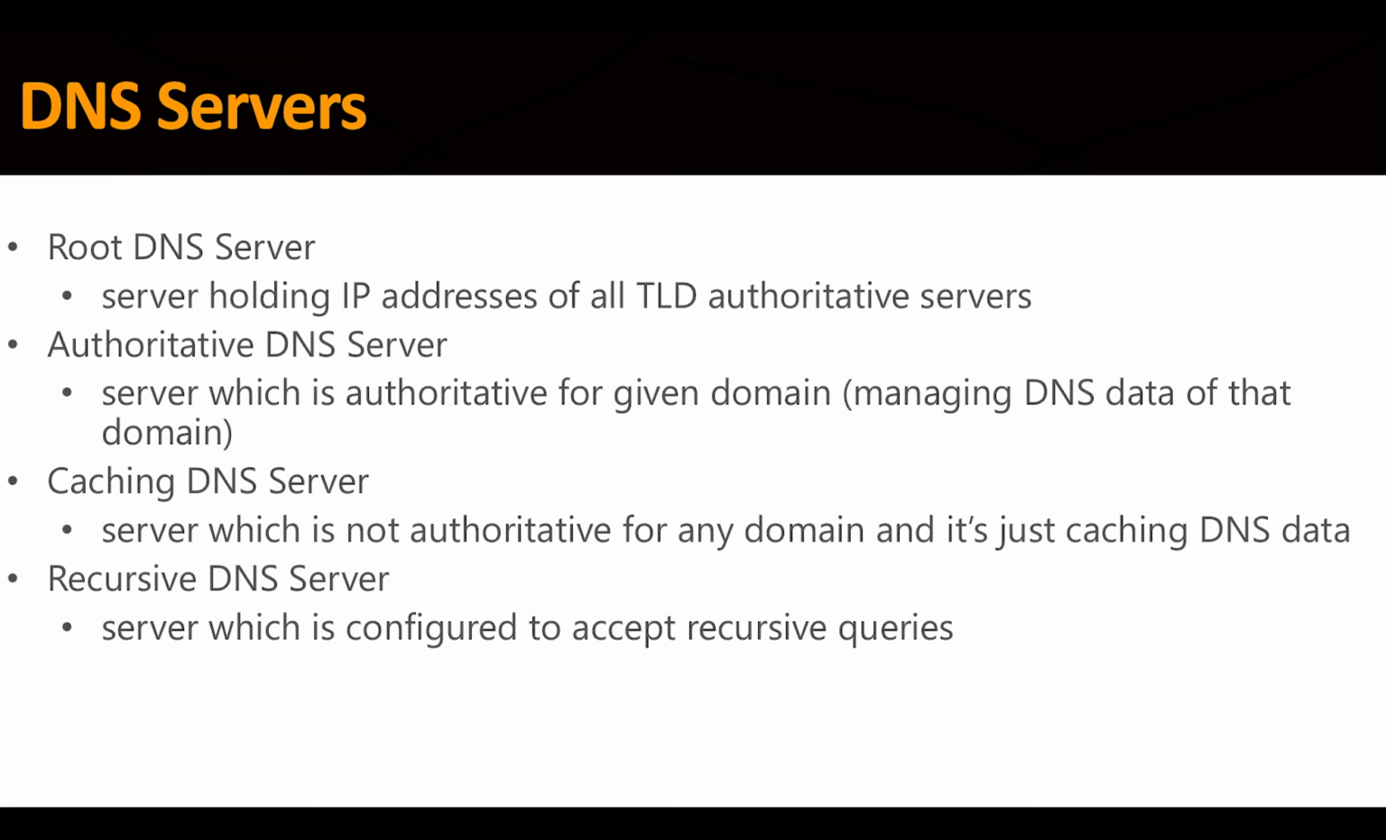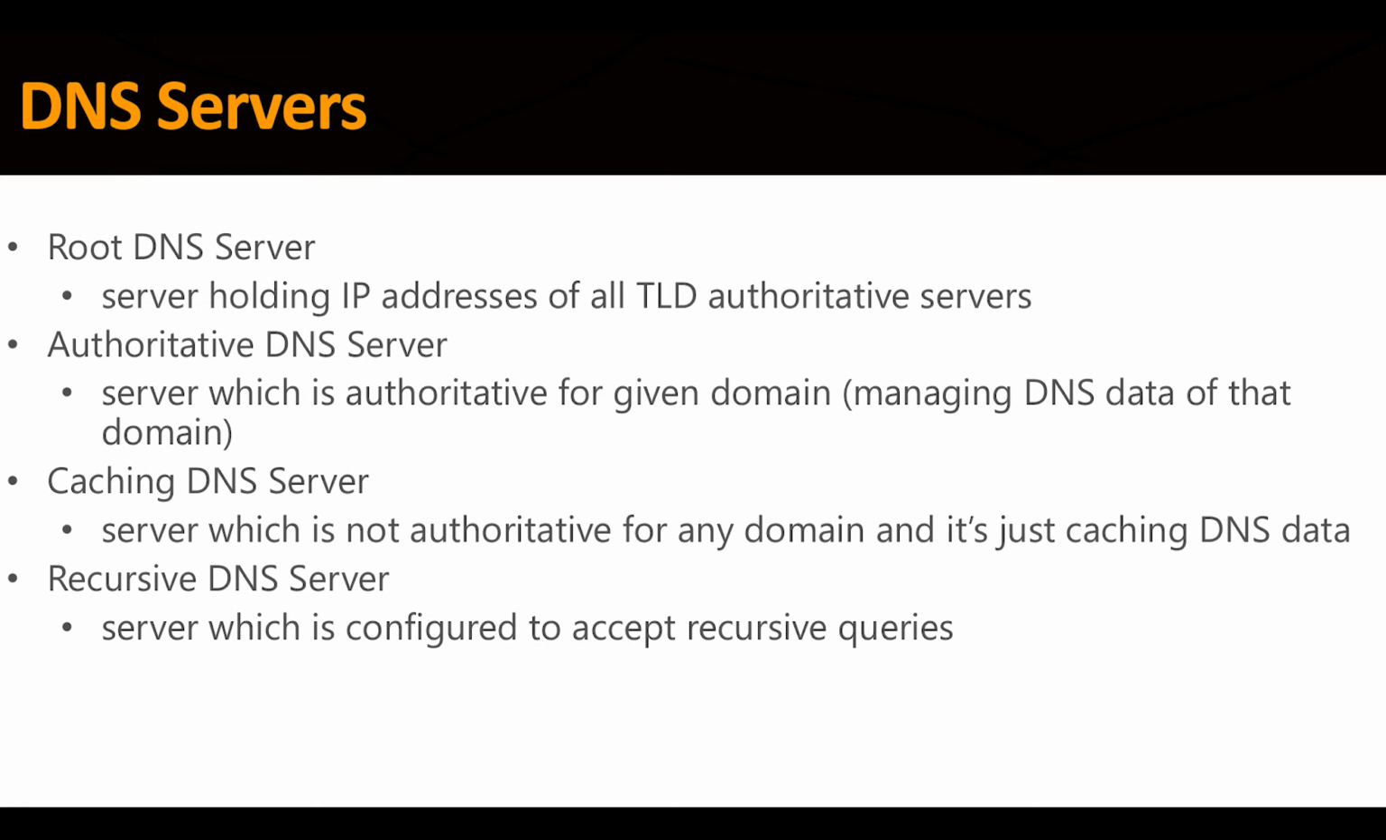Now there are a few categories of DNS servers we can split them into. First is the root DNS server. This is the server which holds the IP addresses of the authoritative servers for TLDs. So if you ask what the IP of the closest authoritative server of .com or .org is, that's where you get your answer. That's where all the queries start if a DNS server doesn't have any clue where to look.